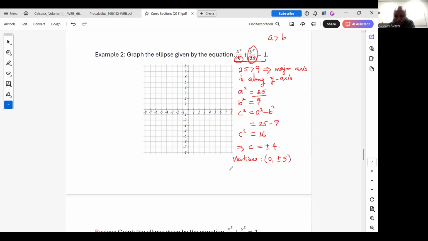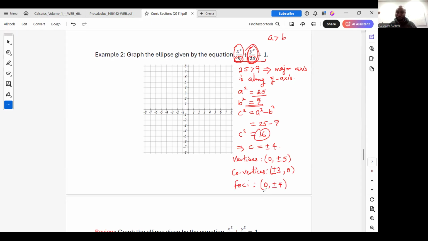Okay. Co-vertices, that is your B, which is along X. So that is plus or minus 3, comma, 0. Your foci is always along the major axis, where you have the major axis. In this case, it is Y. So that is 0, comma, plus or minus 4.